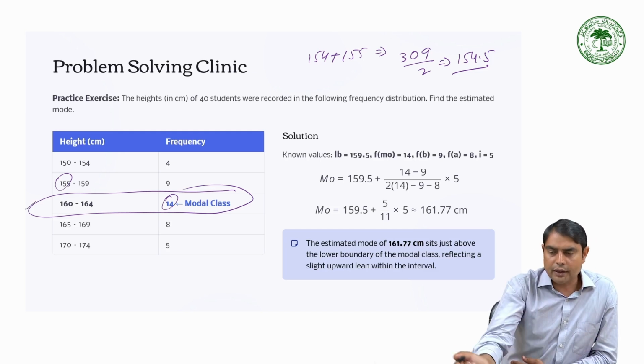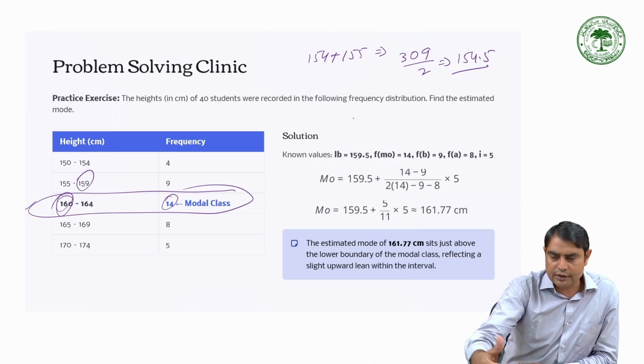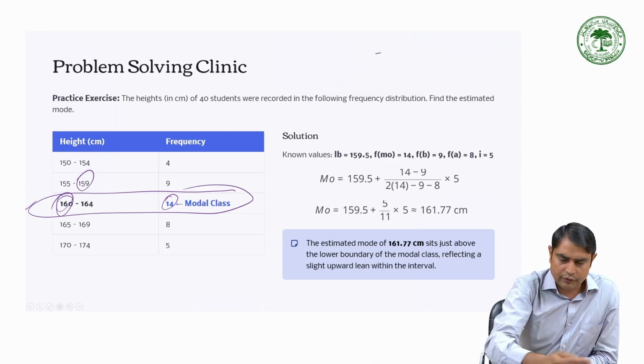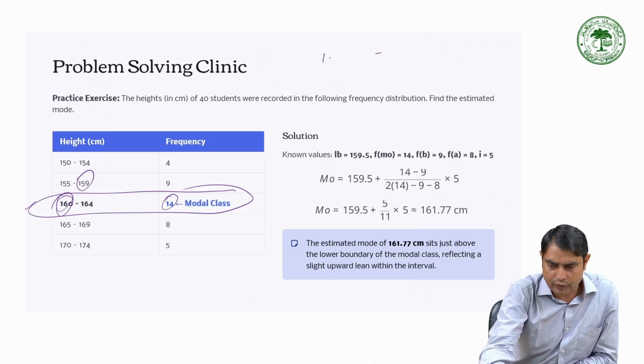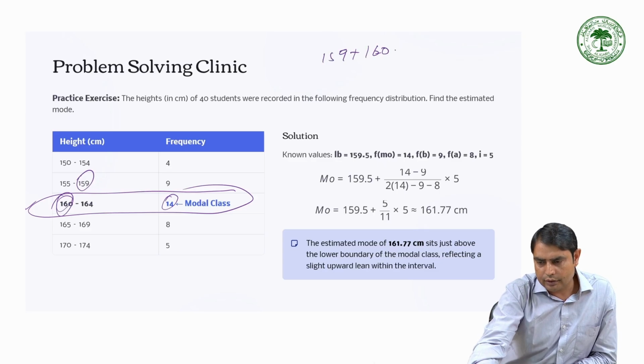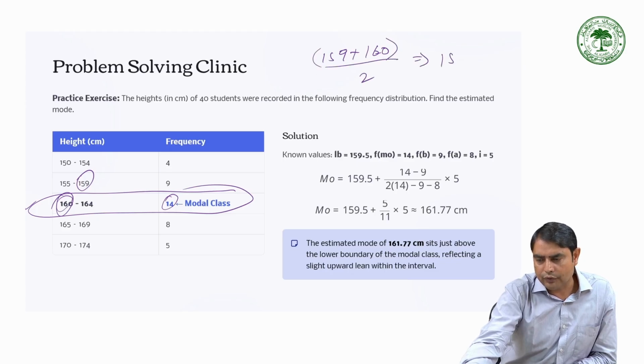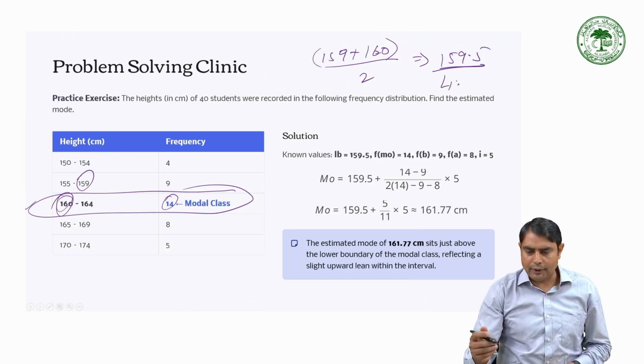Then I have to find the lower limit, and to find it I have to use this value and this value. So instead of taking the average of this, I have to take the average of these two values, 159 plus 160 by 2, and this will give me 159.5, which will become my lower limit L1. And then I'm applying the formula.